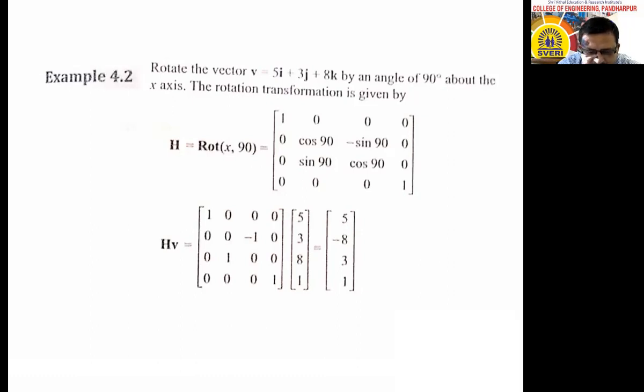Now h into v is equal to the matrix multiplication. First matrix: 1 0 0 0, 0 0 minus 1 0, 0 1 0 0, and 0 0 0 1, into the matrix of 5, 3, 8, 1. By multiplication of the matrix you get a single column matrix as 5, then minus 8, then 3, and then 1. That is 5, minus 8, 3, 1.